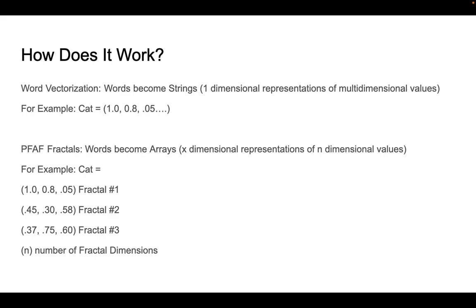So diving into how it works very specifically. If you know anything about word vectorization, essentially what it does is it takes multidimensional representations of words and brings them into a singular dimensional string. For example, the word cat can have different word vectors depending on the word vectorization method that you use, such as GloVe or bag of words. Different word vectorizations will have different numbers associated with them, but those number strings are still one-dimensional, and each is only measuring one aspect of the words, right?